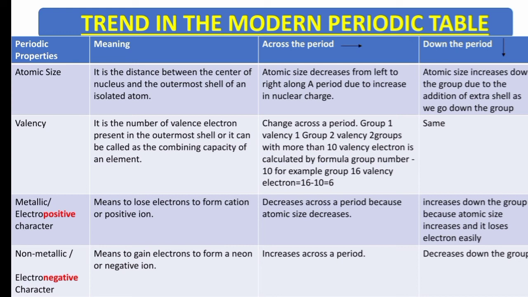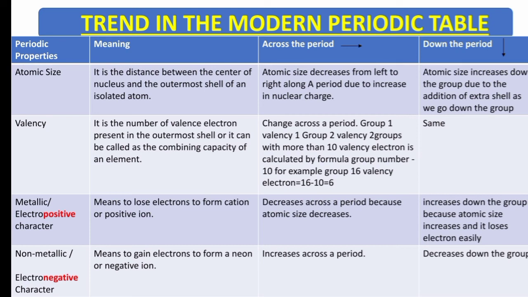Let us see that. Atomic size decreases from left to right along a period due to the increase in the nuclear charge. Whereas if you go down the group, atomic size increases due to the addition of an extra shell as we go down the group. So this is what is happening as far as atomic size is concerned. Now let's move to valency. First, see what is the meaning of valency. It is the number of valence electrons present in the outermost shell.